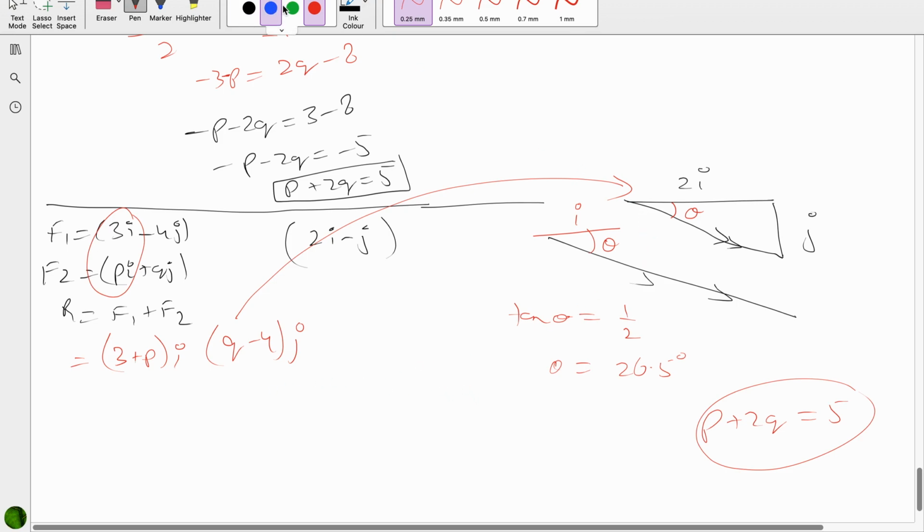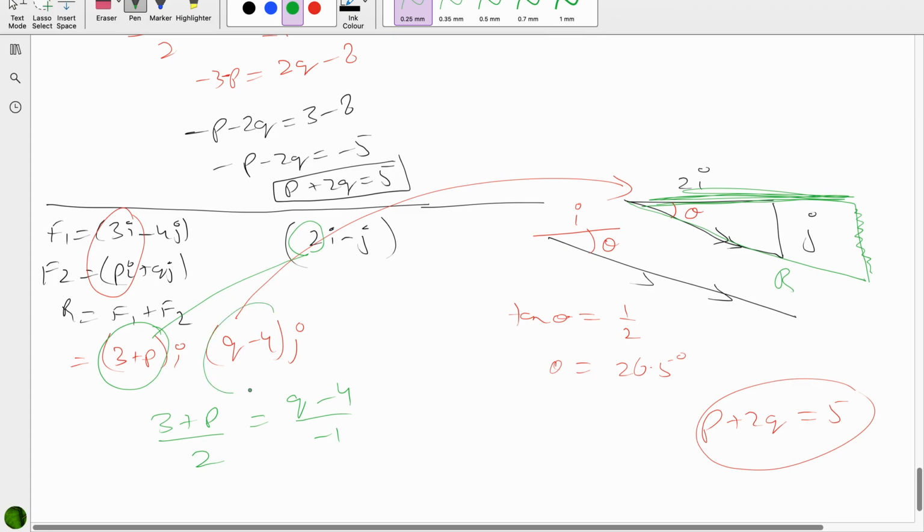If I draw R in green and extend it, this is the R part, this is the x portion, and this is the y portion. They are similar and parallel, so they are in ratio. So (3 plus p) divided by 2 is equal to (q minus 4) divided by minus 1. We divided the i part by the i part, and the j part by the j part.